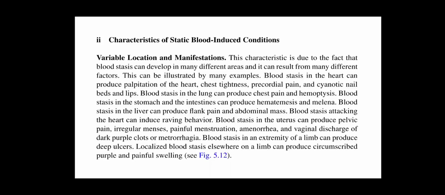Blood stasis in the liver can produce flank pain and abdominal mass. Blood stasis attacking the heart can induce raving behavior. Blood stasis in the uterus can produce pelvic pain, irregular menses, painful menstruation, amenorrhea, and vaginal discharge of dark purple clots or metrorrhagia. Blood stasis in an extremity of a limb can produce deep ulcers. Localized blood stasis elsewhere on a limb can produce circumscribed purple and painful swelling.